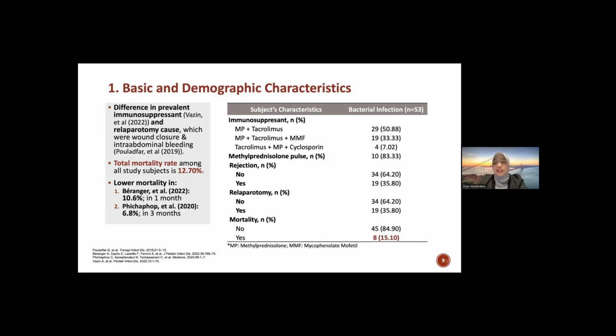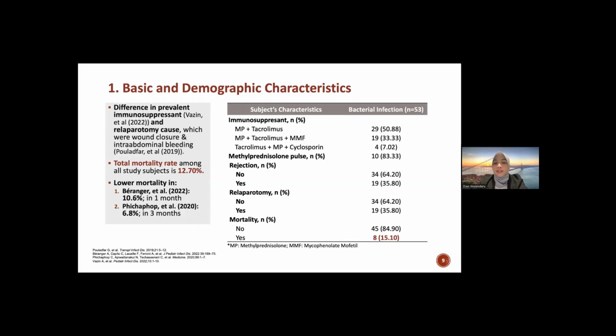Half of the subjects in the bacterial infection group used methylprednisolone, or MP, and tacrolimus, and 80% of subjects who got amphotericin also had bacterial infection. In this group, rejection and relaparotomy happened in 35% and 35% respectively. We found differences in prevalent immunosuppressant and relaparotomy cause from previous studies, which were wound closure and intra-abdominal bleeding in Polafar et al. CMH preferred surgical intervention to treat biliary complications, which were mostly caused by biliary leakage.